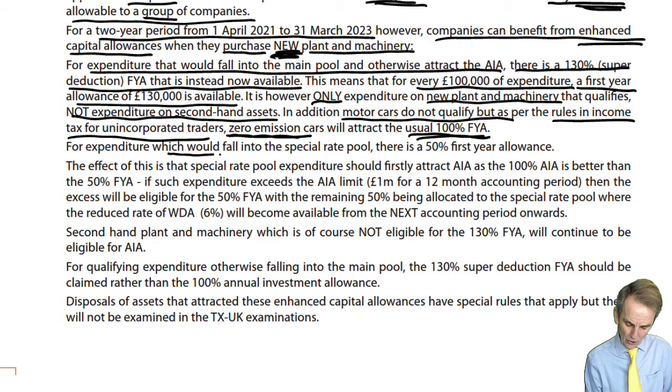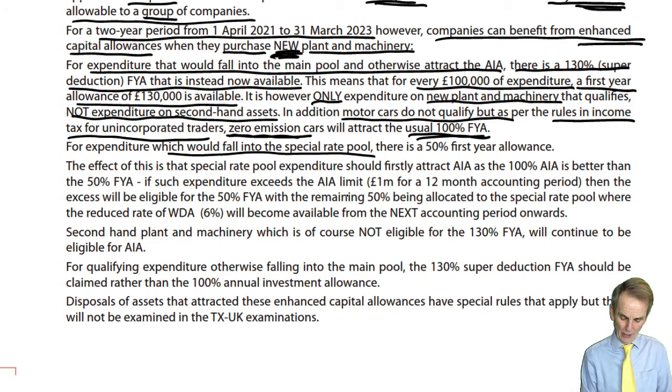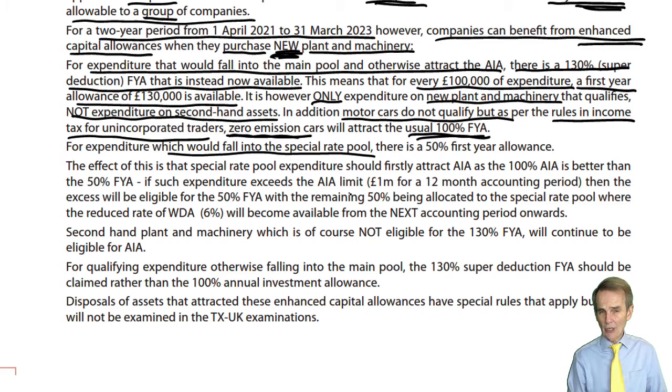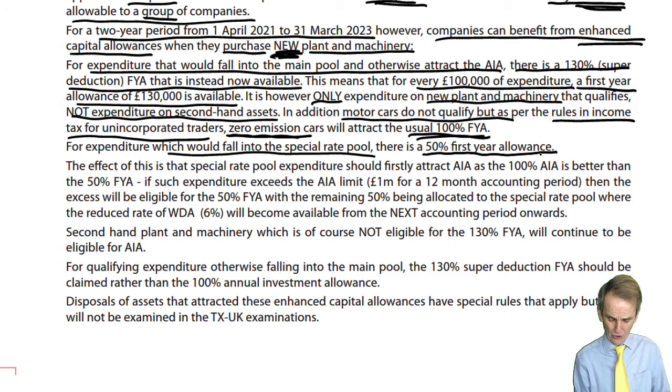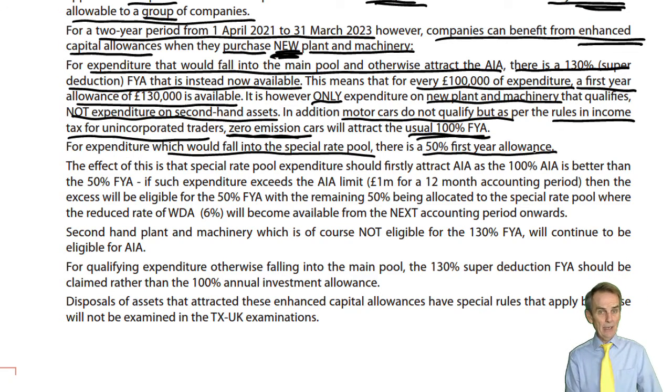For expenditure which would fall into the special rate pool, again, you need to know your list of expenditure that is special rate pool expenditure, then there is a 50% first year allowance. Now that's great, but it isn't the first thing you're going to go for. Remember, there's very little expenditure left apart from special rate pool expenditure that would now go into an AIA claim.